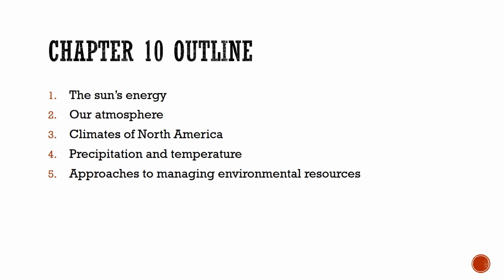So here is our outline. These are the 5 major points that we're going to talk about for this chapter. We're going to learn about the sun's energy, the atmosphere, different climates in North America, precipitation and temperature and how that affects what we grow in different parts of North America, and then how do we manage all of the environmental resources that we have, or how do we manage things like drought, floods, different climatic changes that we have within agriculture.